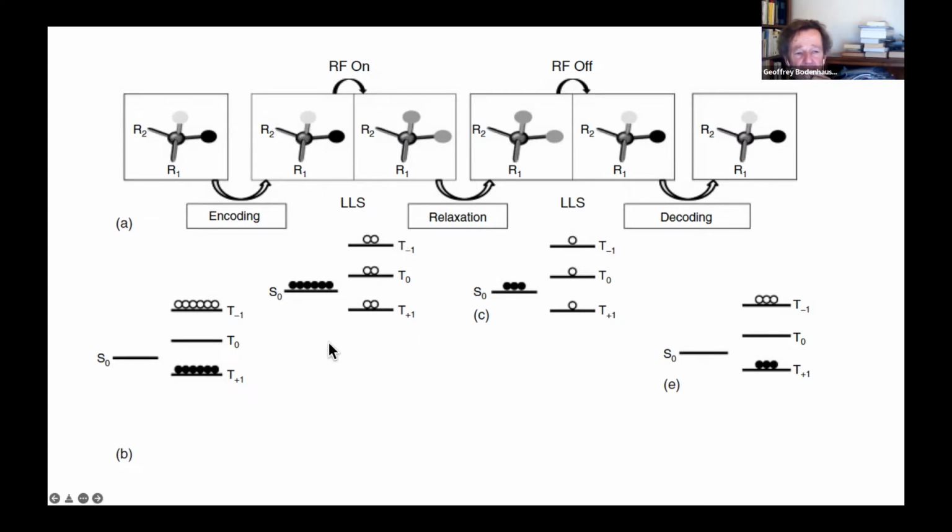Now, of course, although in principle this can last forever, in practice it will relax. So as you wait for relaxation, you will see some of these black balls disappear and will cancel the white balls in the triplet state. And then you have to decode this, because in itself it's not visible, to generate a new distribution of populations within the triplet manifold, and this can be observed as a spectrum.